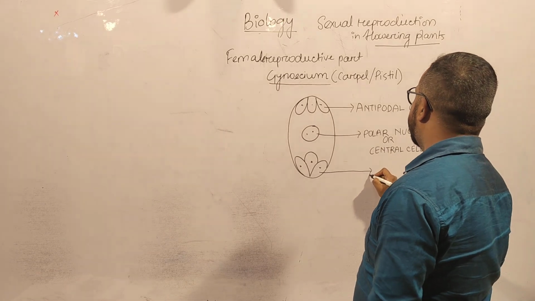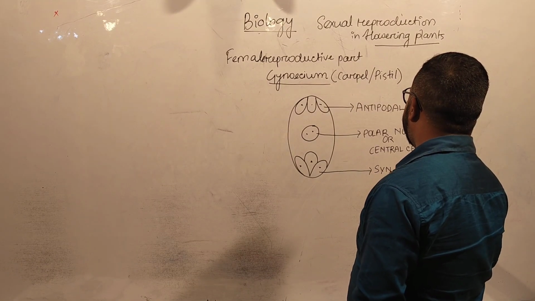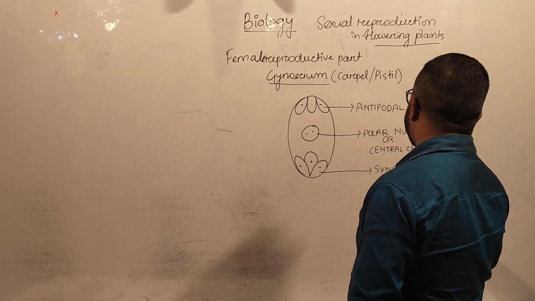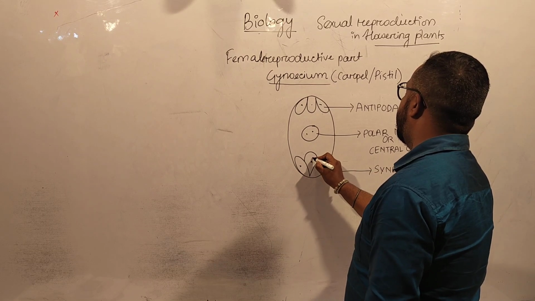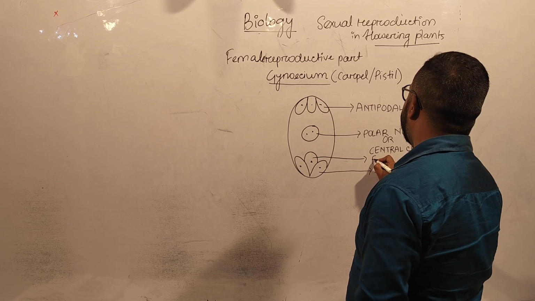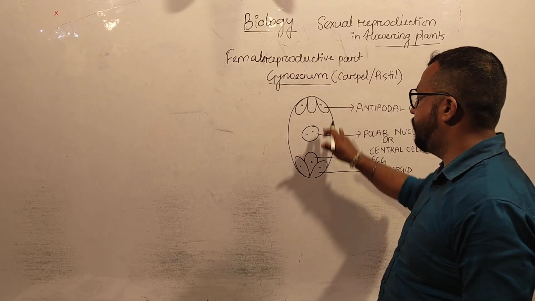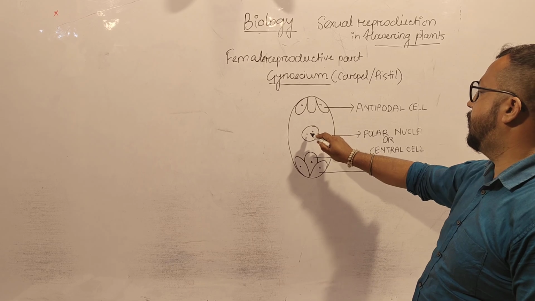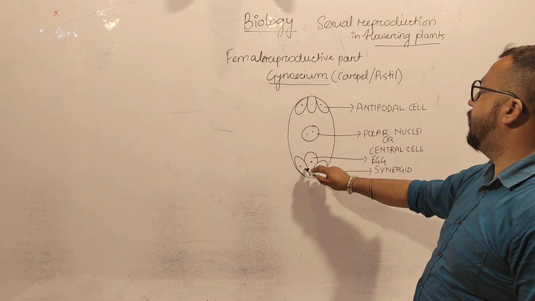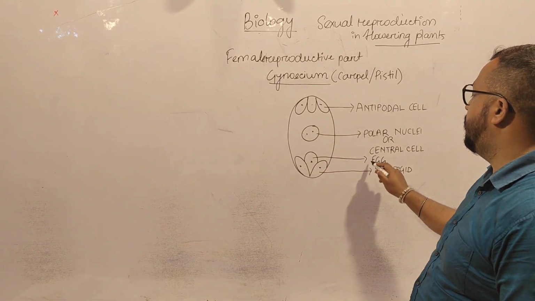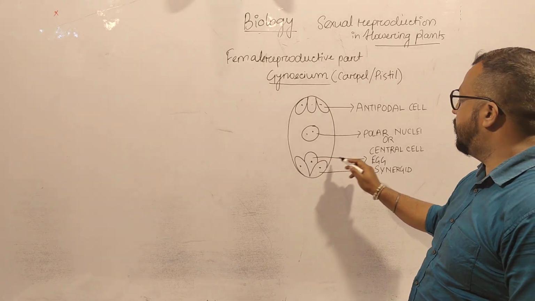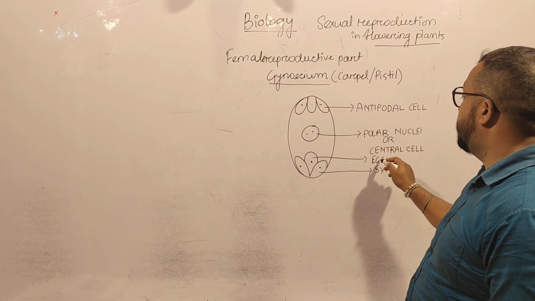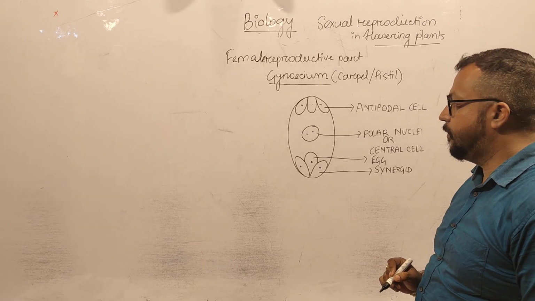Then the surrounding cells are called synergids, and this is the egg cell. Just have a good look at the structure. These are the antipodal cells. This is the polar nuclei, these 2 cells are synergids, and the middle cell is the egg cell.